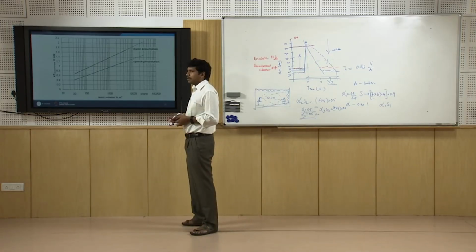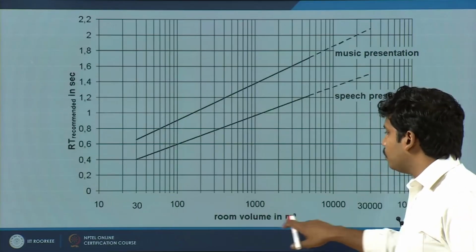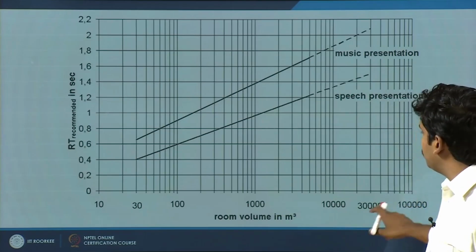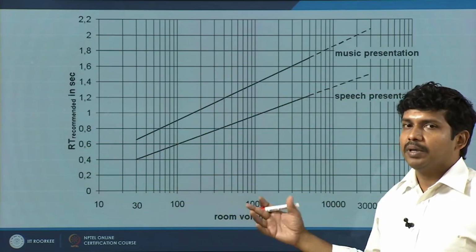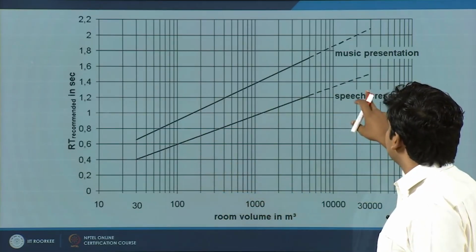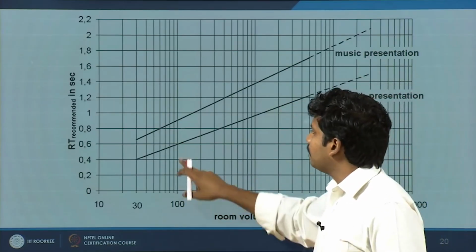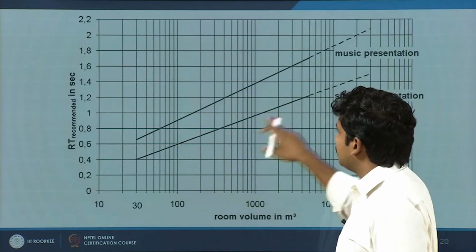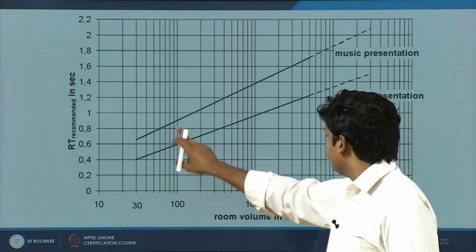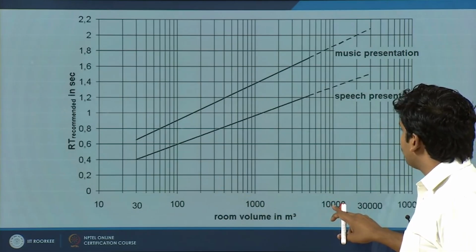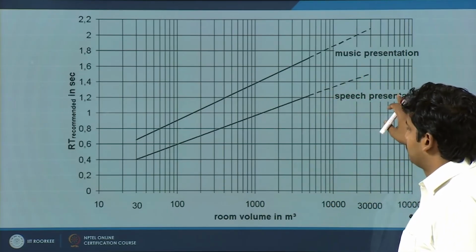I have put a few dependencies of reverberation time. For example, as the room volume increases in meter cube, the recommended reverberation time increases. As your hall is bigger and bigger, the reverberation time, for speech and for music, changes. For example, for a 100 meter cube hall for speech you will require an RT of 0.6, and for music 0.9, whereas for a 10,000 meter cube hall, a large hall, the dotted line indicates it may not be very suitable for speech presentation.